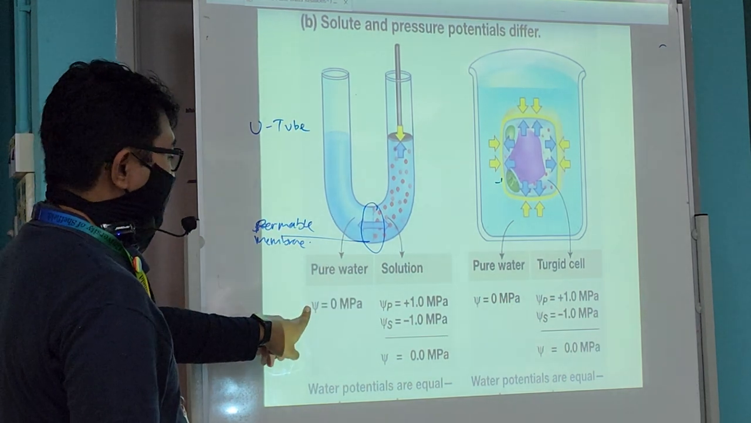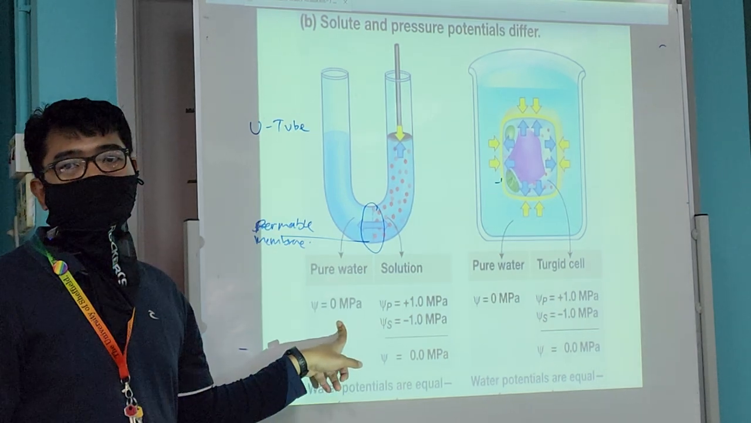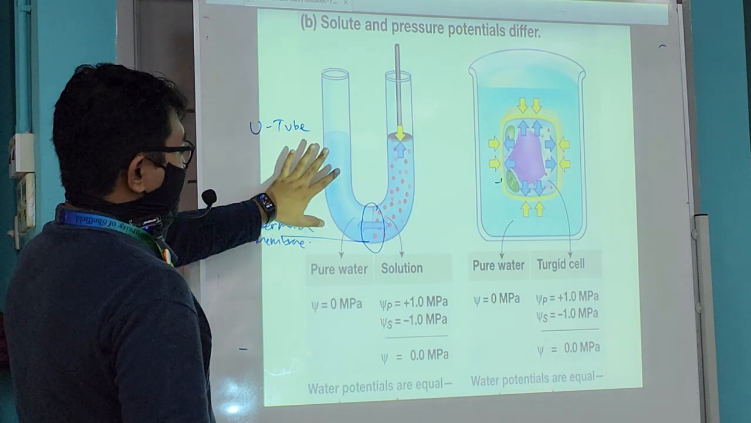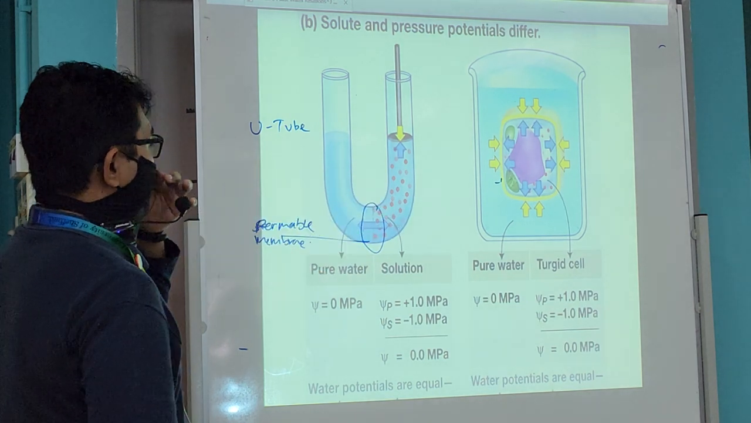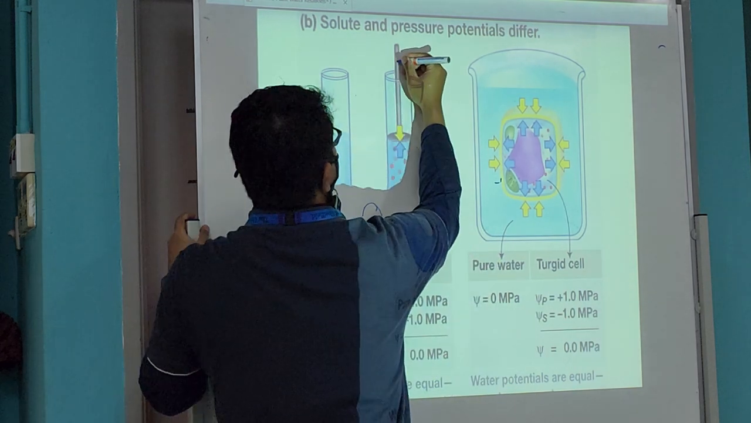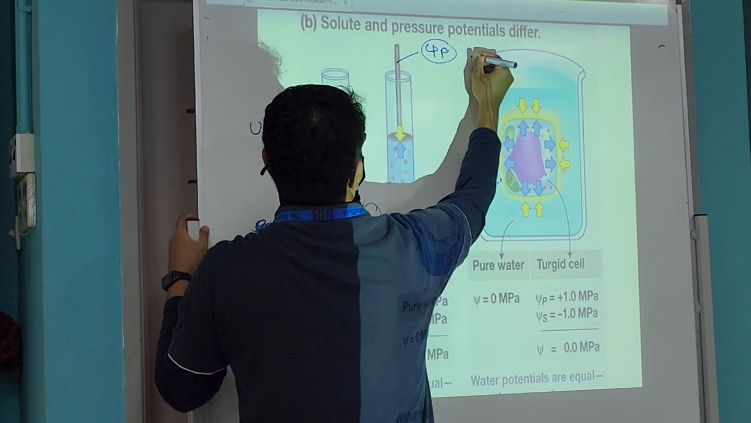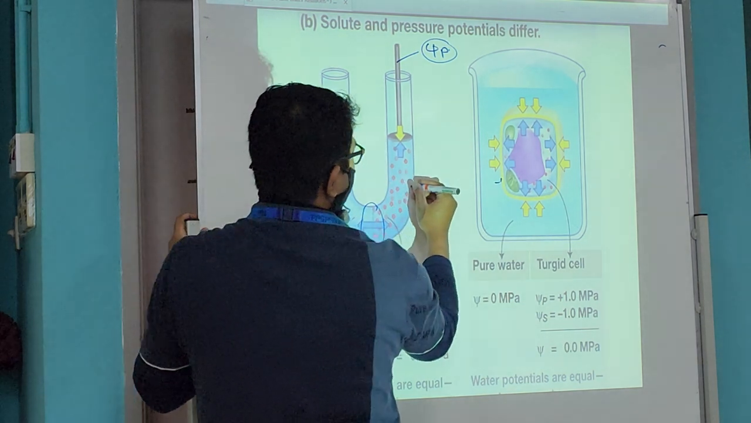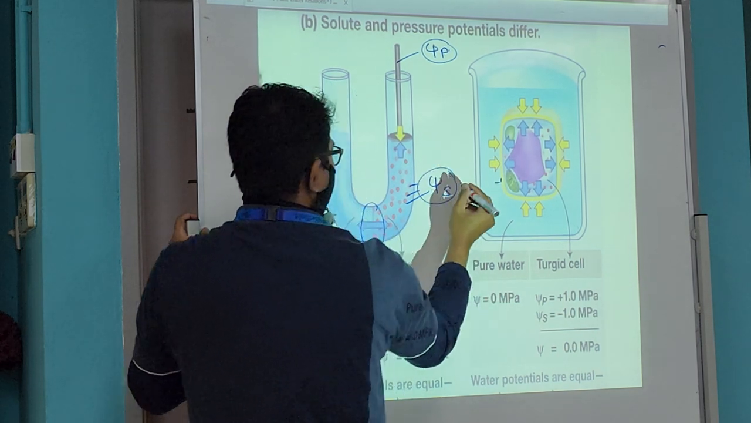Pure water is always 0 megapascal. This is the law. You need to remember this. And then you've got your solution. For this solution, one side has got pressure to it. So this is giving value to your psi P. You see all the foreign materials in this water? These are giving value to your psi S.